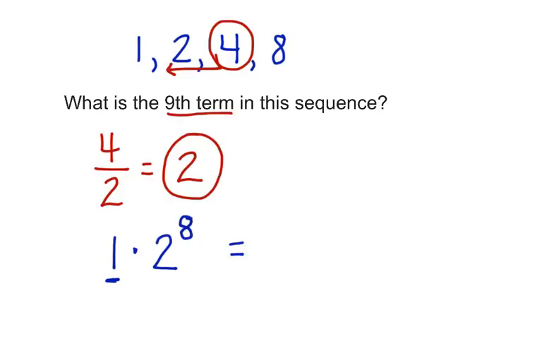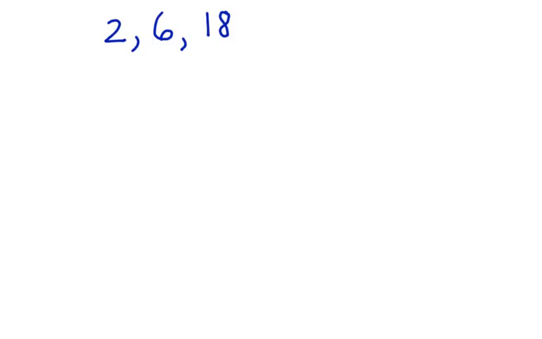1 times 2 to the 8th is 256. The ninth term in this sequence is 256. Let's look at another one.